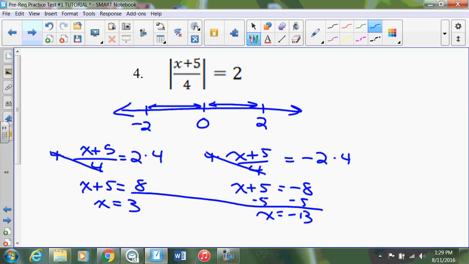So we have 2 answers, and it makes sense because if you go ahead and plug 3 in, you're going to get 8 over 4, which is equal to 2. And if you plug negative 13 in, you'll get negative 13 plus 5, which is negative 8. Negative 8 divided by 4 is negative 2, but then the absolute value of negative 2 is 2.